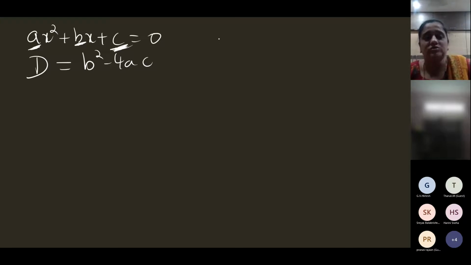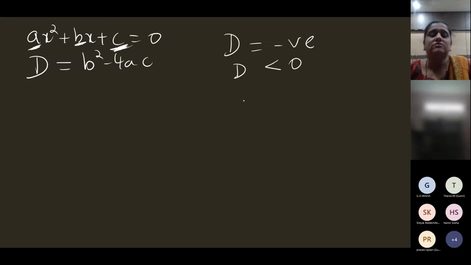Now when you work out D, you have an equation, and when you find the value of D, it happens to be negative. That is, the value of D is less than zero. All right. The value of D is less than zero.